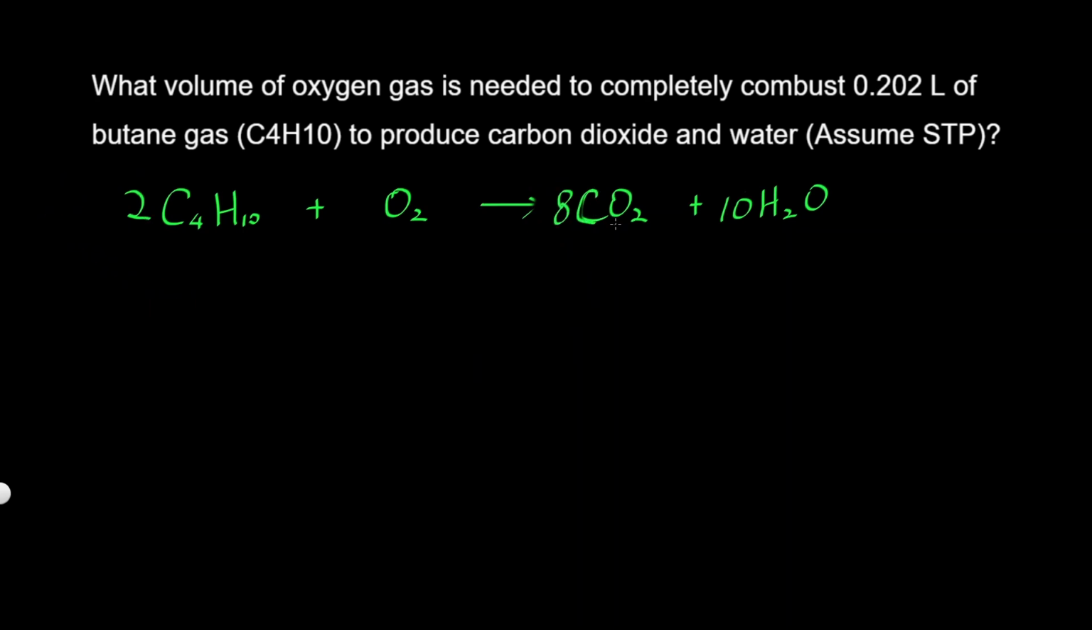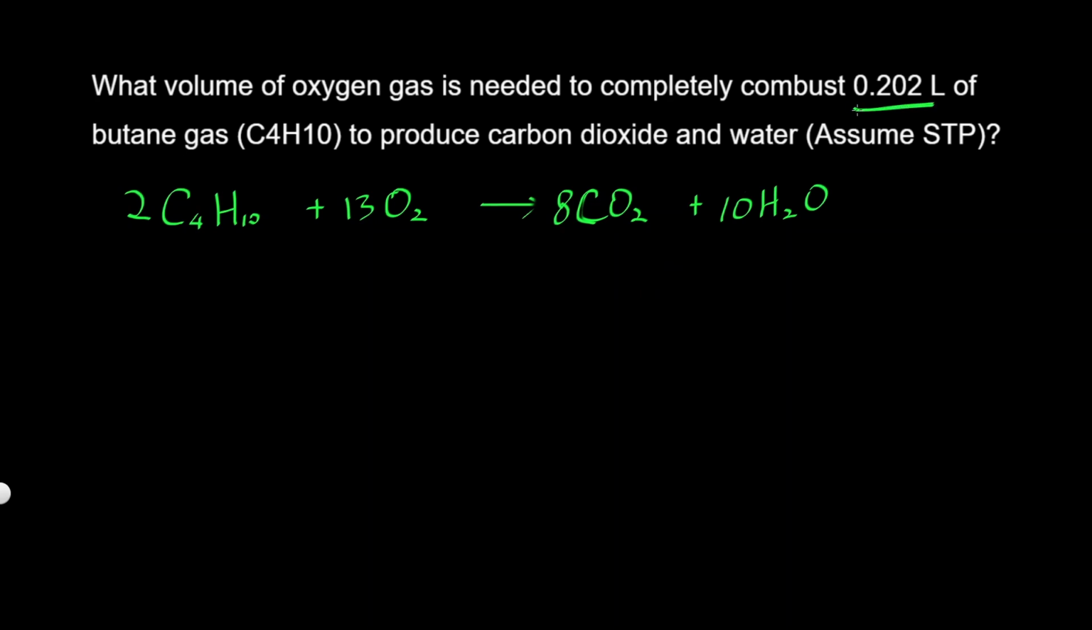So that's going to have 8 carbons and then 20 hydrogens. So that's set. How about oxygen? 8 times 2, and then there are 10. So that's 26. So I need to make 26. I need to put 13 here. So I think that's it. Okay, that balances the equation.